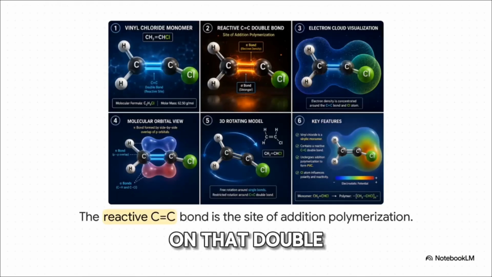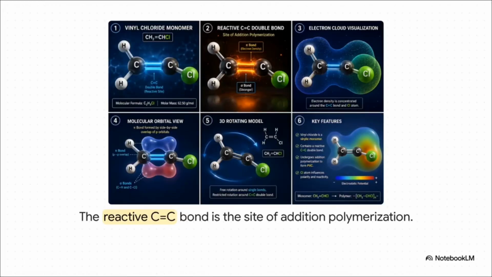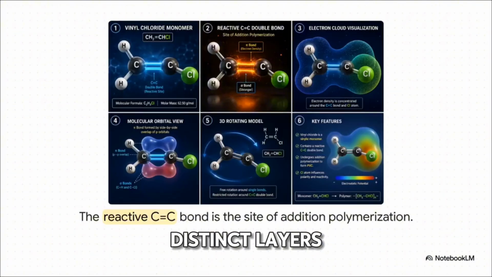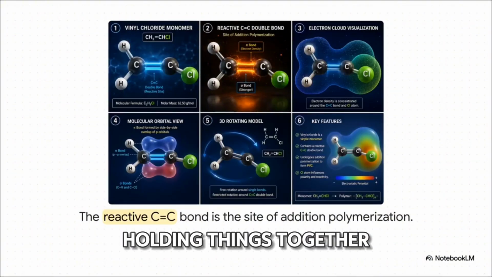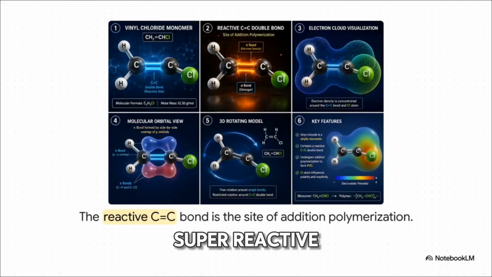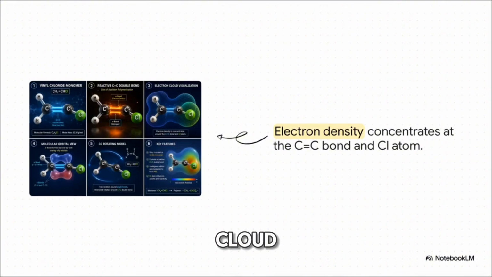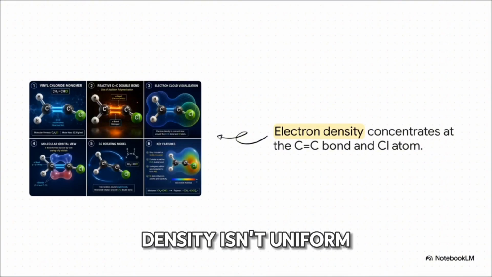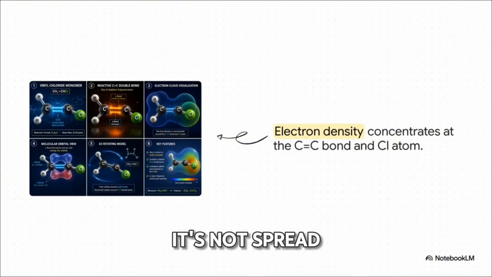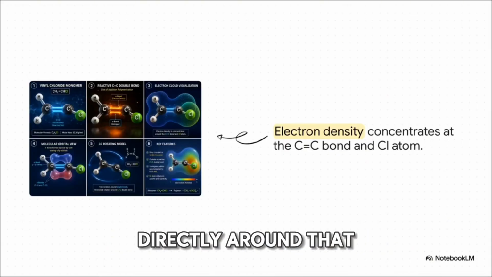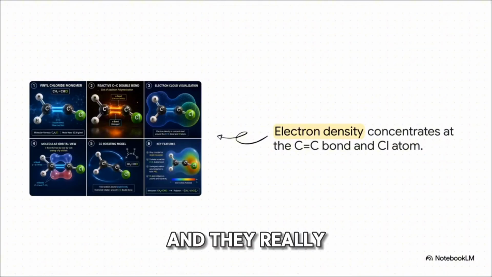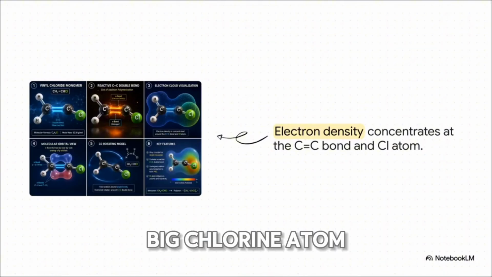So zooming in on that double bond, you'll see this is the exact site of addition polymerization. And it basically relies on 2 distinct layers. You've got a really strong foundational sigma bond holding things together, and that's paired with a super reactive, heavily electron-dense pi bond. Now, when you visualize the electron cloud, you can actually see that the density isn't uniform at all. It's not spread out evenly.